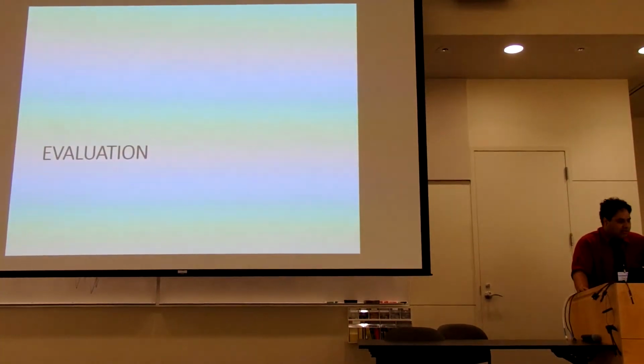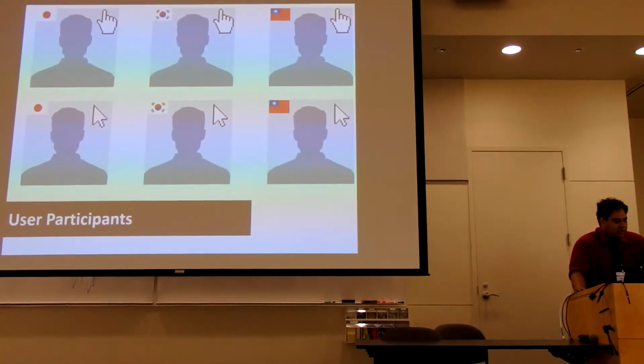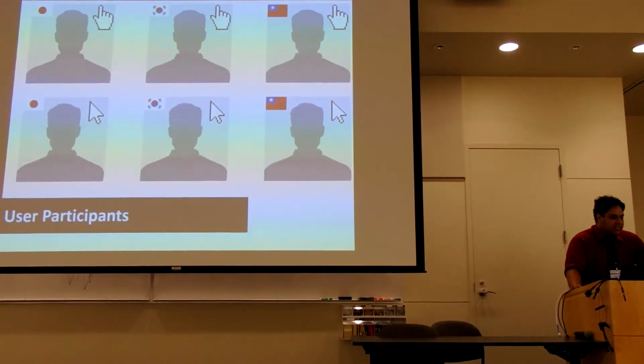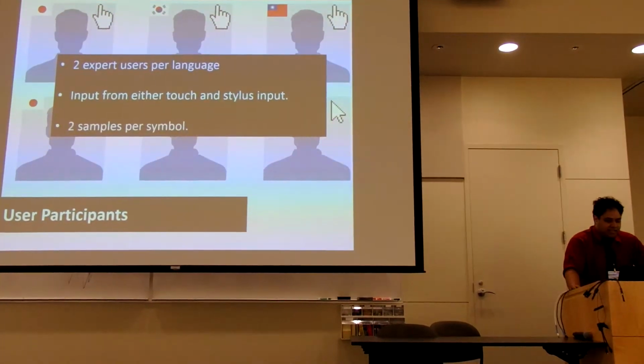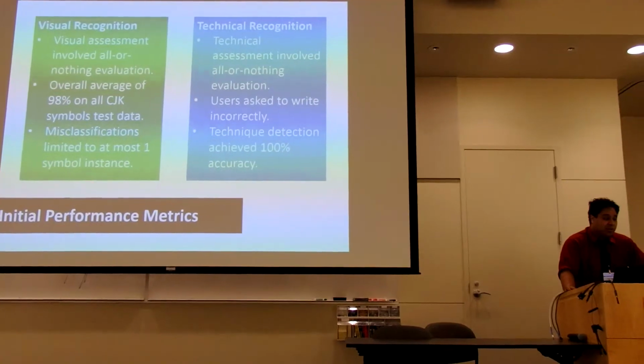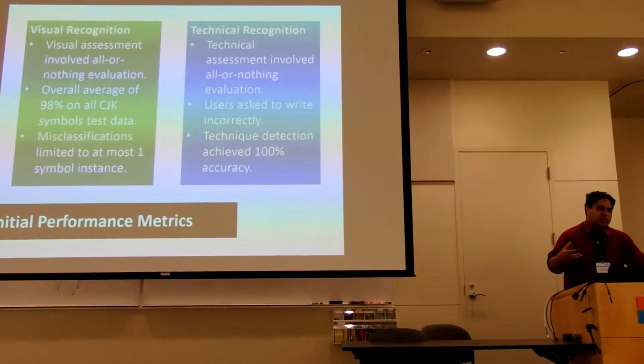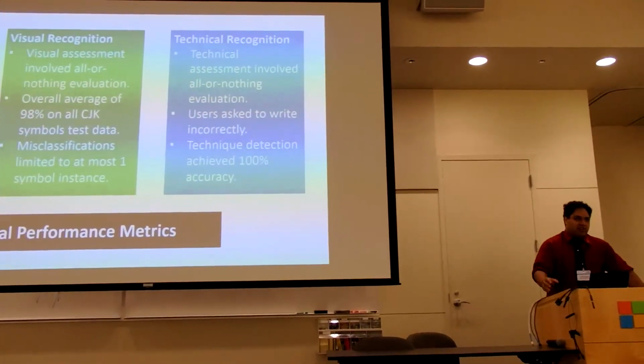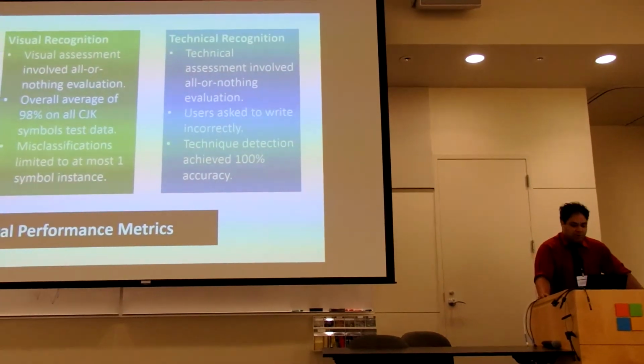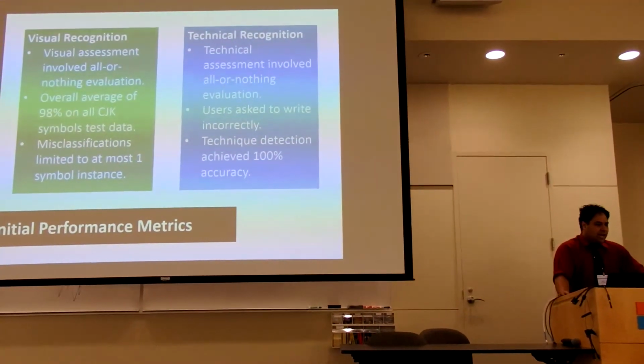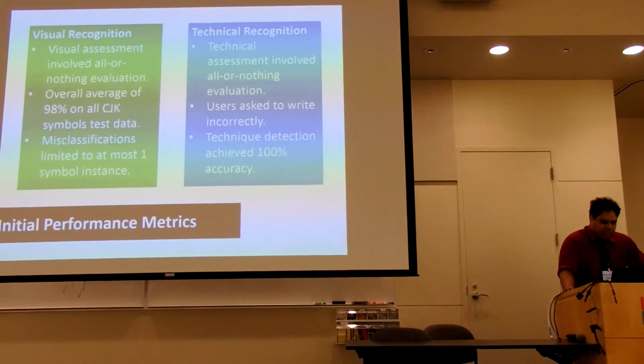So for evaluation, we took 2 experiments from each of the languages, with either touch or stylus. What we were able to do is visual assessment, which did pretty well. For technical recognition, the expert users purposely wrote variations of the incorrect order, and we were able to detect that. So initially it did pretty well.